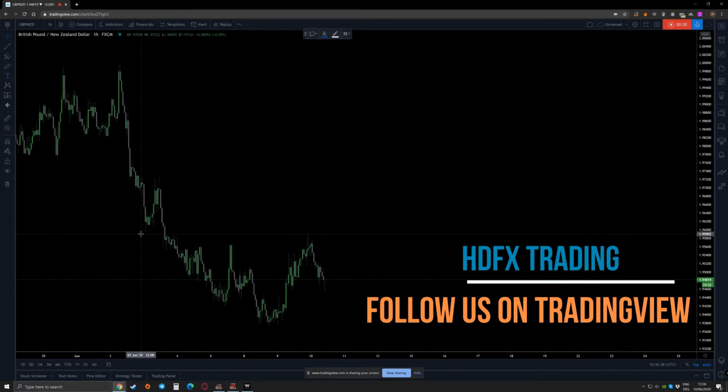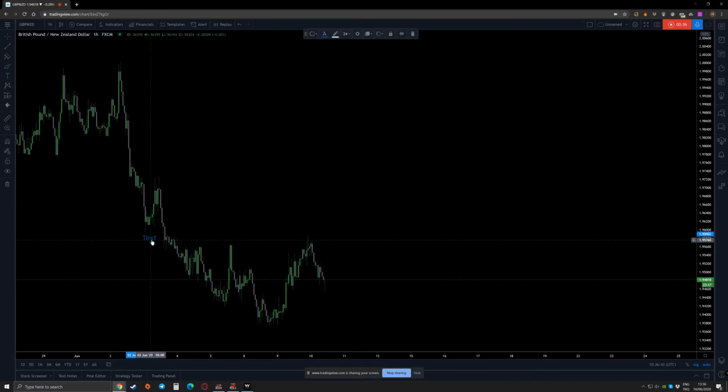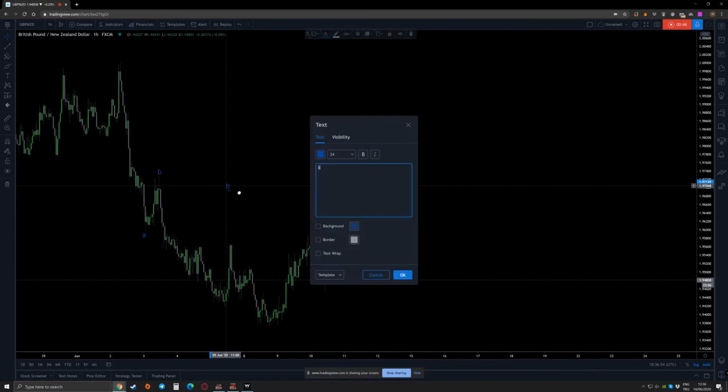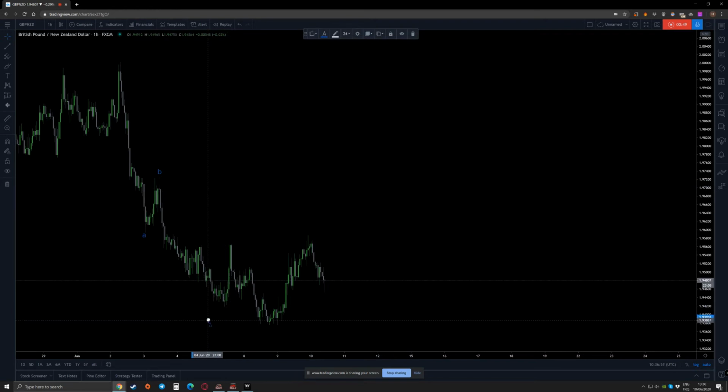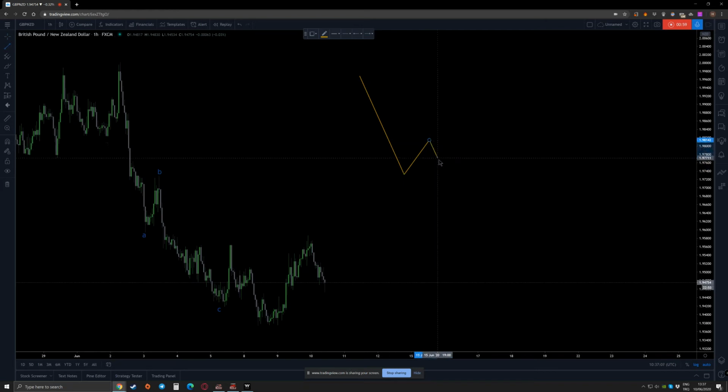So what it looks like here is we have a wave A on the lower degree, as an impulsive move, as a part of a zigzag, and after this we have a wave B. We are looking for a wave C. Now in a zigzag, the pattern looks something like this. We have an A, we have a B, and we have a C that has to take out the low of wave B.